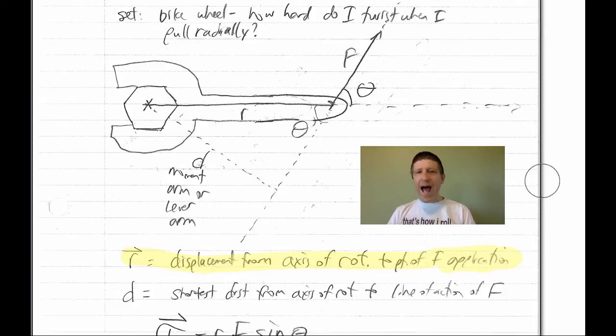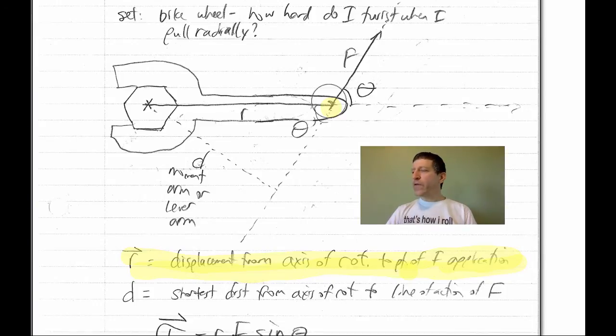You've got to know that. You really have to know what R is, otherwise there's all kinds of distances given in problems. You're not going to know which one to pick. So for masses, moments of inertia, R is the displacement from the axis of rotation to the point where the mass is stationed. For torques, R is the displacement from the axis of rotation to the point of force application, which in this problem is right there.